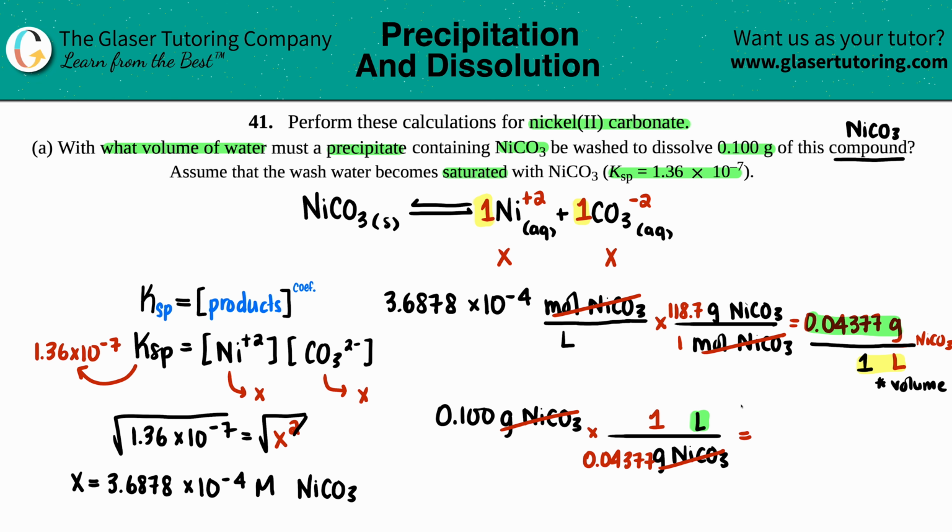So 0.1 divided by 0.04377, I get, with 3 sig figs, 2.28 liters. And that's the volume of the water. They didn't specifically say if they wanted it in milliliters or liters, so I'm just going to leave it as liters. And that's it. 2.28 liters of the water.